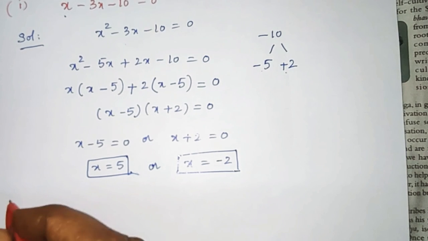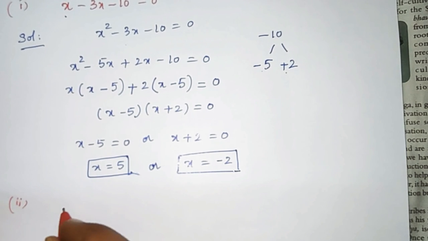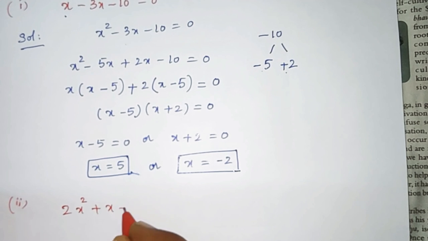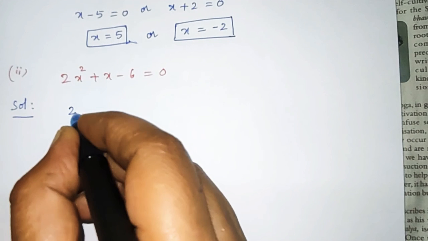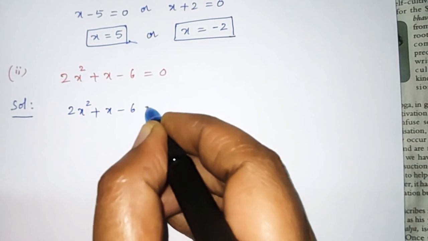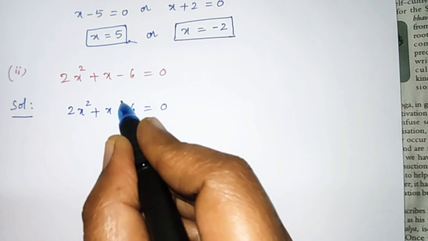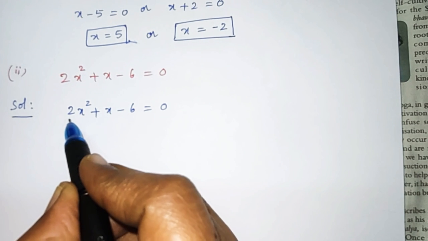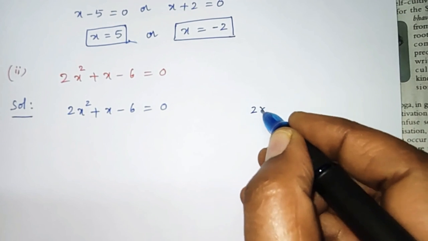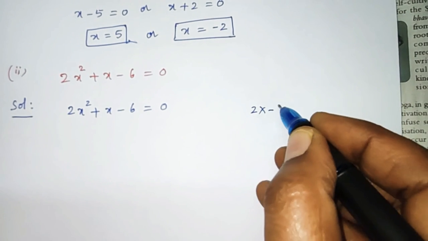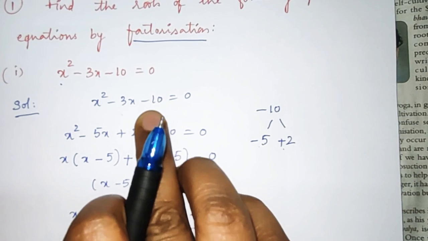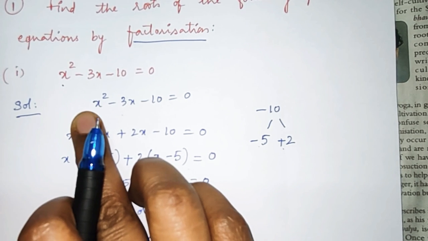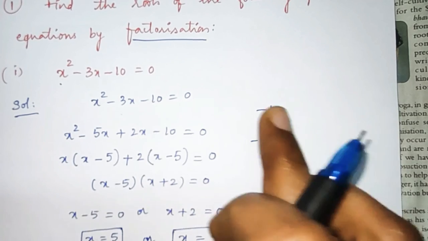Now the second question. Let's write the second question, that is 2x square plus x minus 6 is equal to 0. So now let's go to the solution. The given question is 2x square plus x minus 6 is equal to 0, and this constant term minus 6 and the coefficient of the first term 2 should be multiplied. So 2, the coefficient of the first term, into the constant term, which is minus 6. In the previous question we had only the constant term. We didn't have a coefficient of the first term, that's nothing but 1. 1 into minus 10 is minus 10.